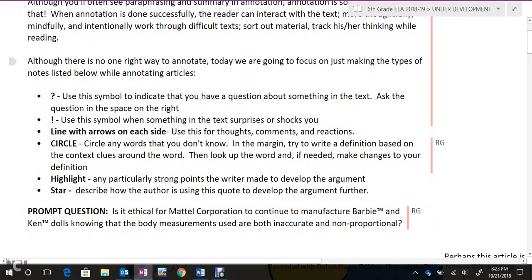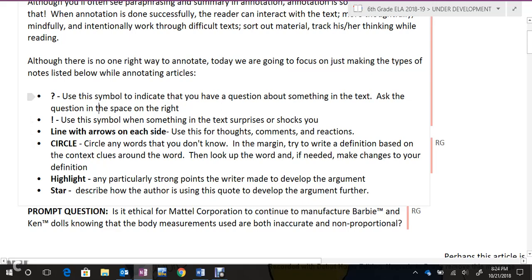you guys are going to learn our way, at least today. And so what you're going to do is use these specific symbols: question marks, exclamation points, lines with arrows on each side. Sometimes you'll circle part of the text, sometimes you'll highlight part of the text, and then you'll use stars as well. Each one of these different symbols has a different purpose.